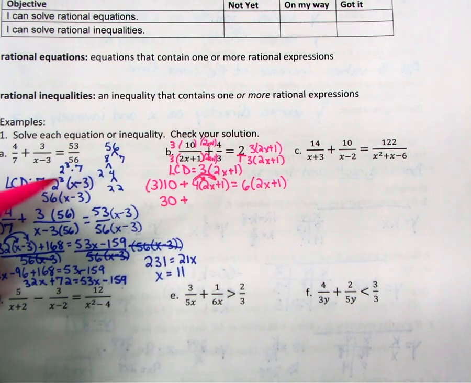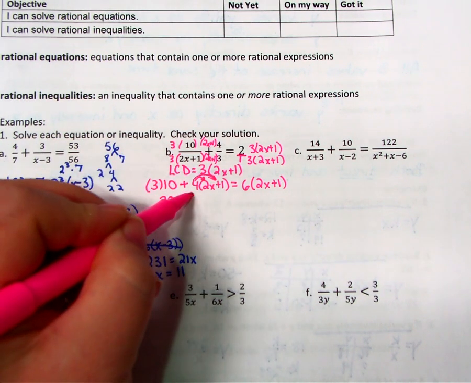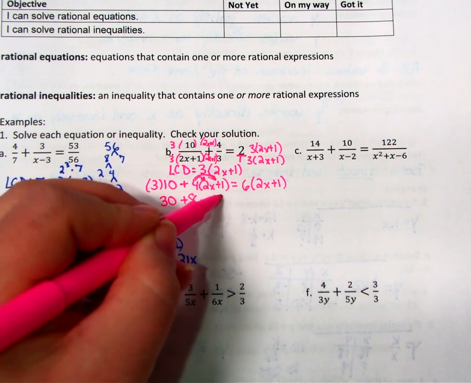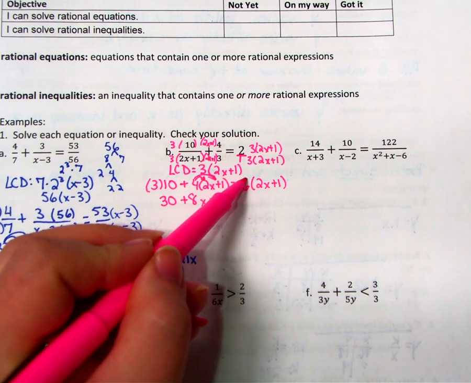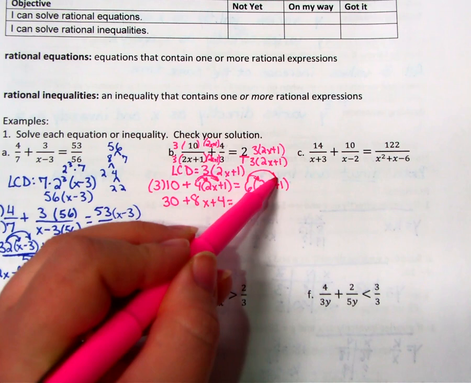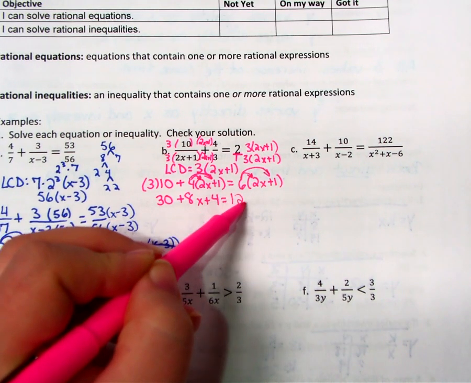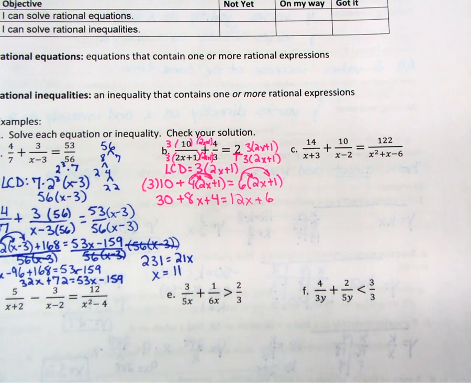Distribute your 4 inside. So I have 8x plus 4. Distribute the 6 inside. So I have 12x plus 6.